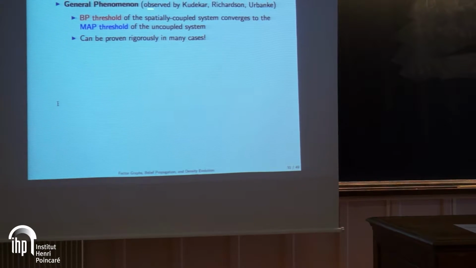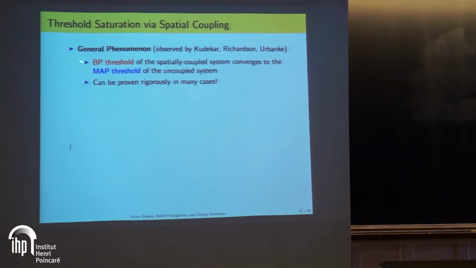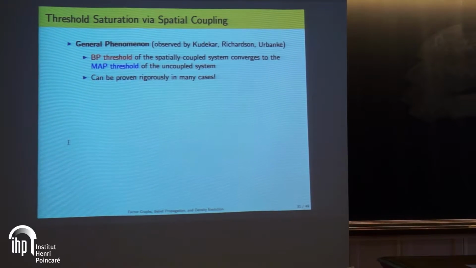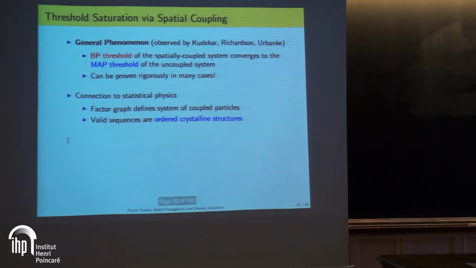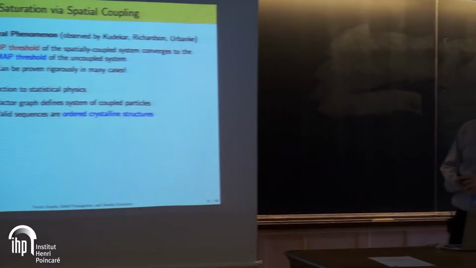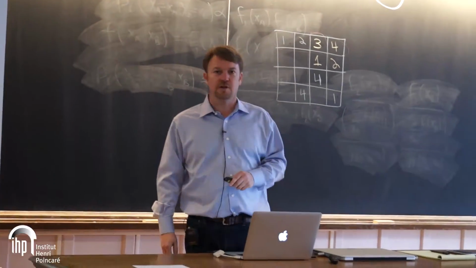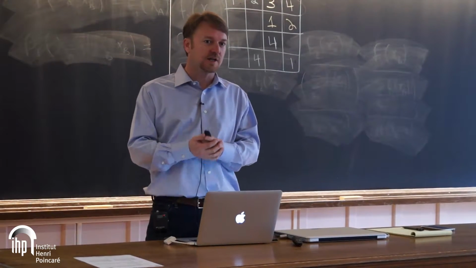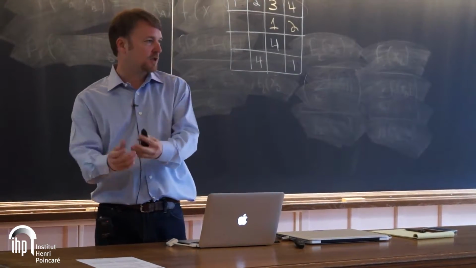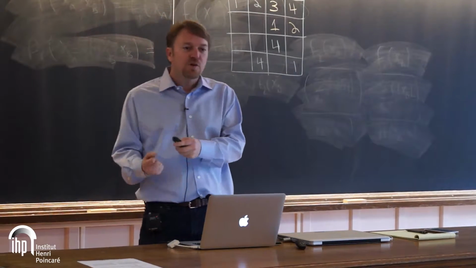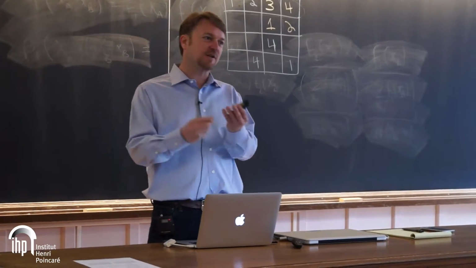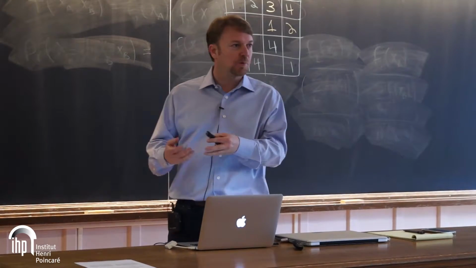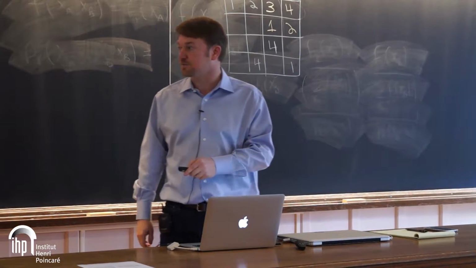Now, threshold saturation via spatial coupling is a general phenomenon where the BP threshold of the spatially coupled system converges to the MAP threshold of the uncoupled system. We'll talk more about that. And in many cases, this can be proven rigorously. There's a nice connection to statistical physics. You can think of the factor graph as defining a set of coupled particles. In fact, as much as you can say that Gallager introduced belief propagation for LDPC codes in the 60s, very similar analysis techniques were being used by statistical physicists even earlier to analyze coupled spin systems, so magnetic spin systems.